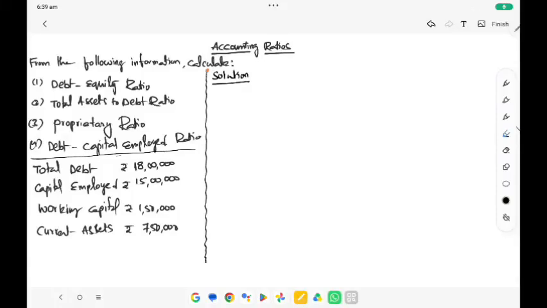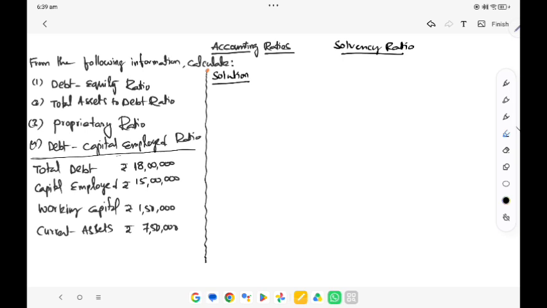Dear students, we are doing solvency ratios today. Under solvency ratios, we have four ratios. One is debt equity ratio, the second one is total assets to debt ratio, third one proprietary ratio, fourth one debt to capital employed ratio. One more actually is there, that is interest coverage ratio, so that we discuss in the next video.